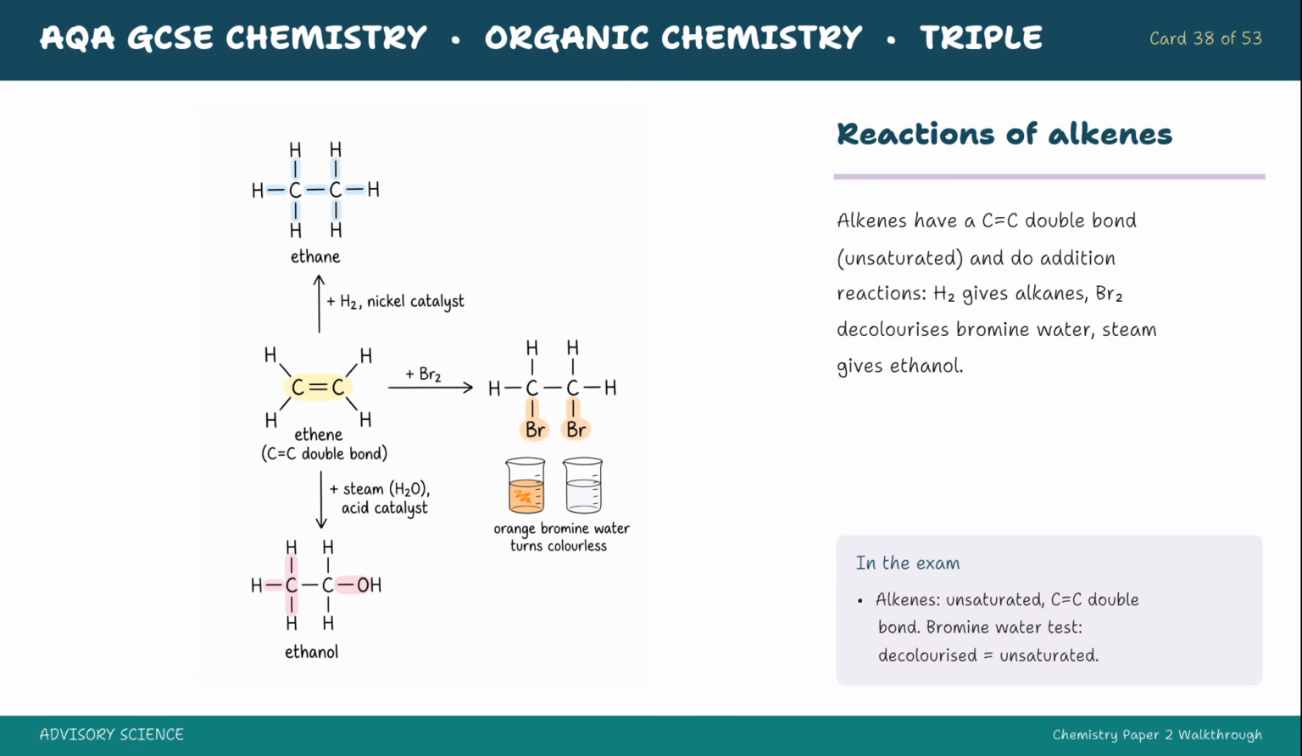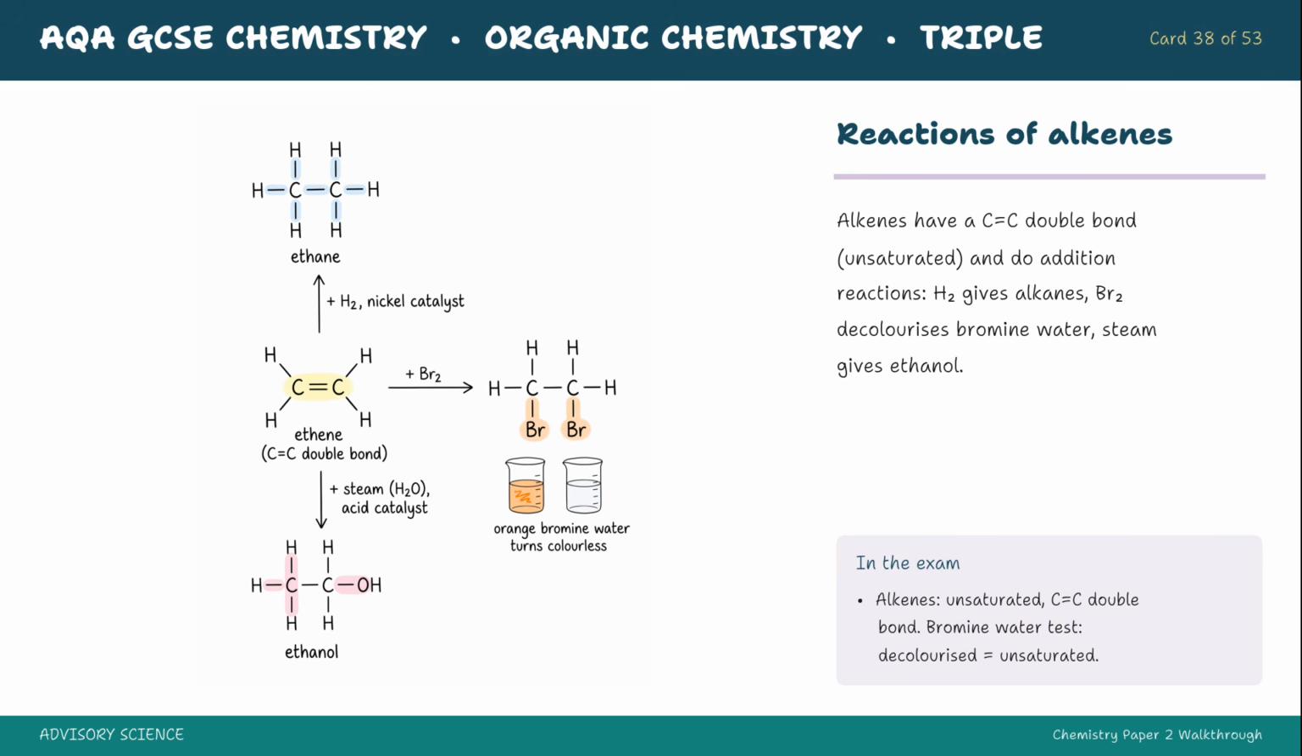In the exam, the bromine water test distinguishes alkenes from alkanes. An alkene decolorizes orange bromine water, turning it colourless because of an addition reaction, while an alkane leaves it orange. Think of it like this: the double bond is an open door, atoms walk in and add on. Every alkene reaction is an addition.